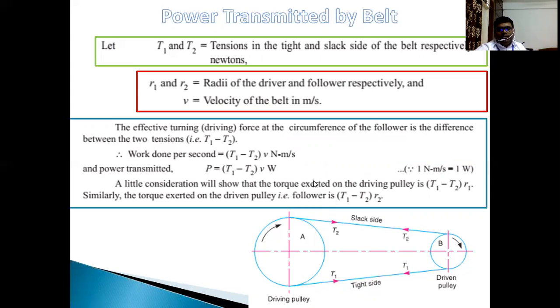The work done per second will be (T1 minus T2) into V. And work done per second, as you all know, is called power. So P is equal to (T1 minus T2) into V, which is called the power transmission.